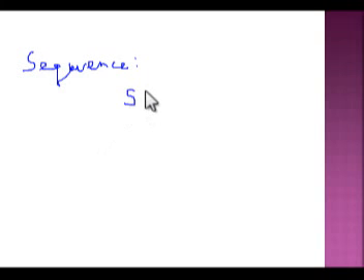First, we need to know what a sequence is. If you know the behavior of sets, then you can very easily understand. Actually, a sequence is a mapping, and the operation is from N to R.